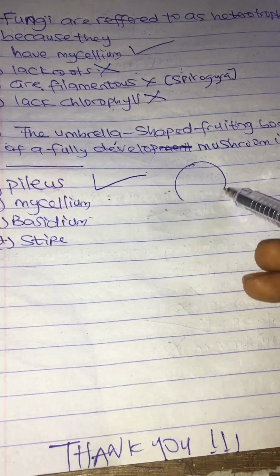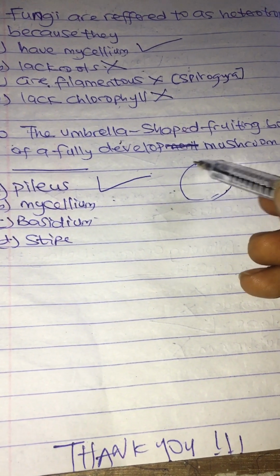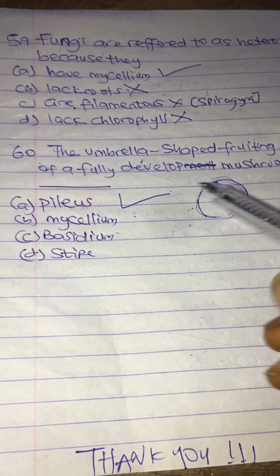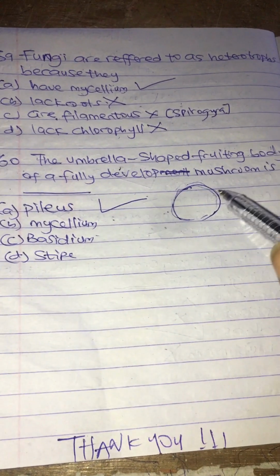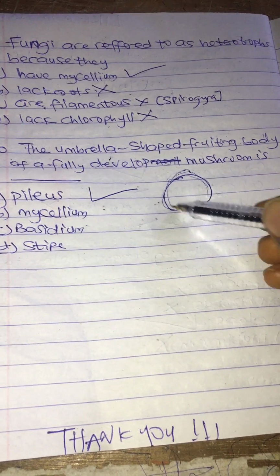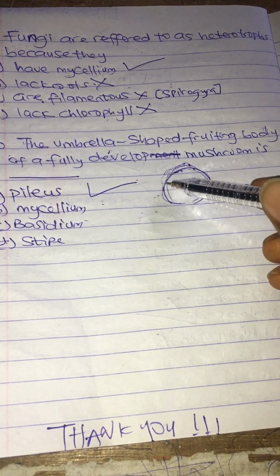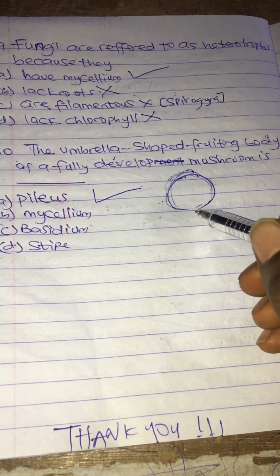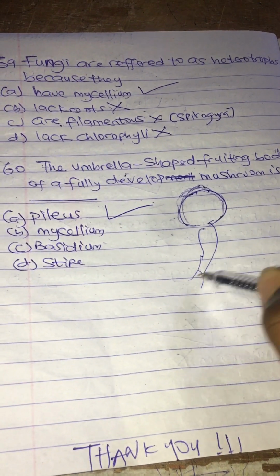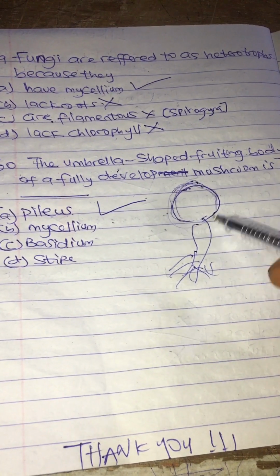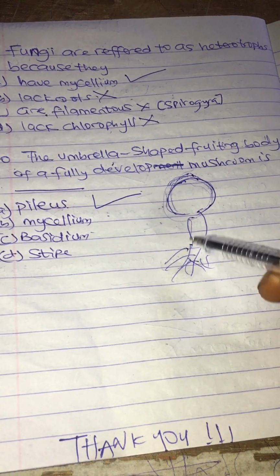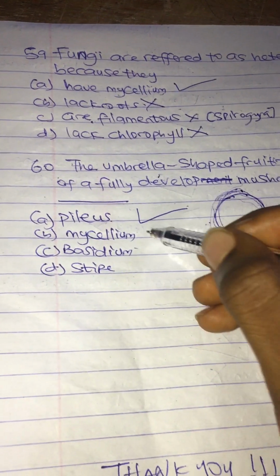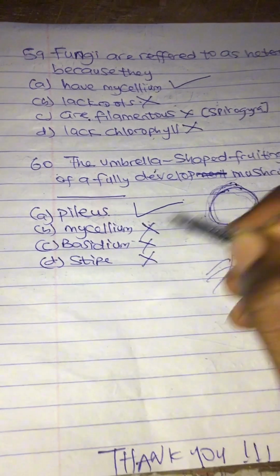It's like this. Don't mind my drawing. It's umbrella shaped. I don't know if you know the shape of umbrella. That's the correct answer. I hope you know mushroom. That thing that looks like an umbrella on the mushroom, that thing that looks like a cover, that's the pileus. You know, mushroom is something like this and has root. That thing that looks like a cover on the top of the mushroom, this is the stipe, that's the pileus. I hope you understand now. So mycelium, basidium, and stipe are out of it.